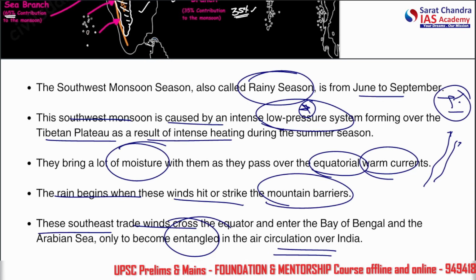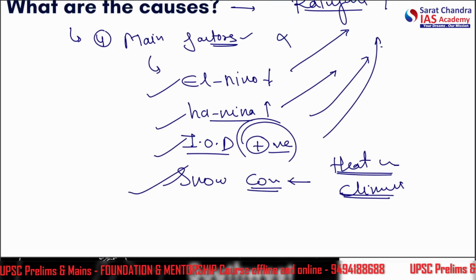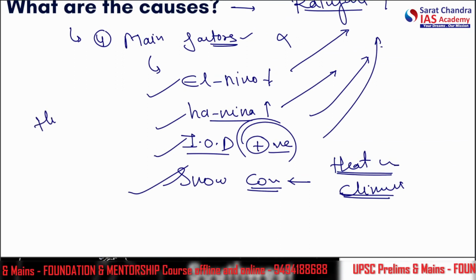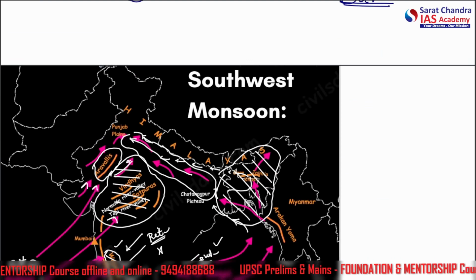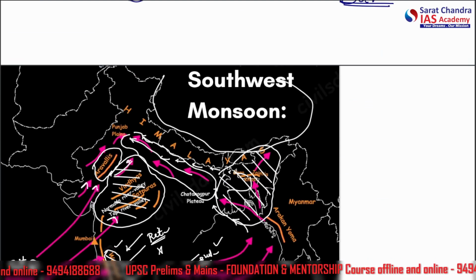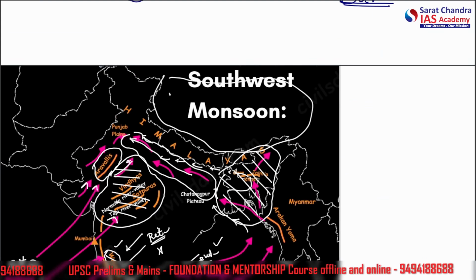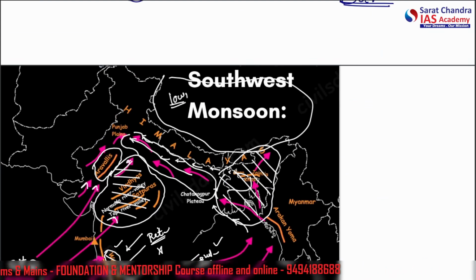We can see the reduced snow cover and high heat. The snow cover is reduced and high heat is there. That is why the attraction from the Tibetan plateau, which is on this side, is very high. The low pressure system is very strong here. That is why it is attracting the southwest monsoon.